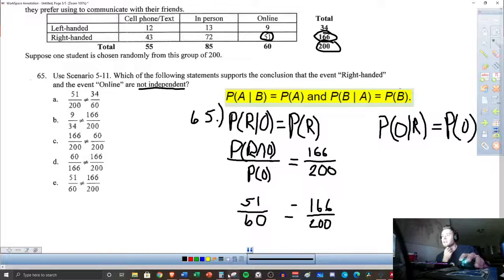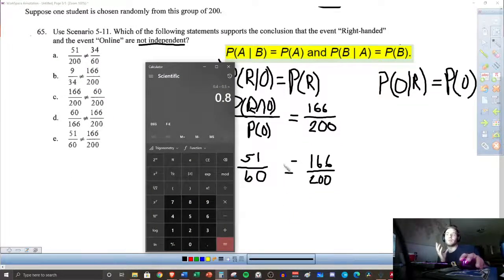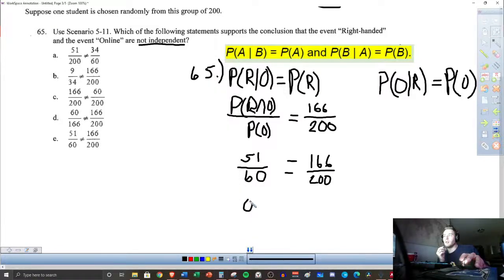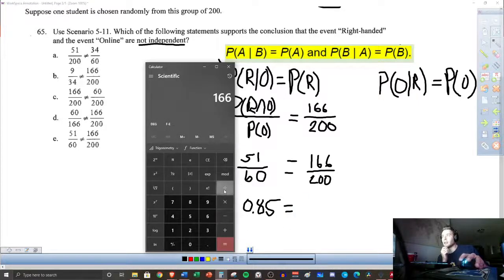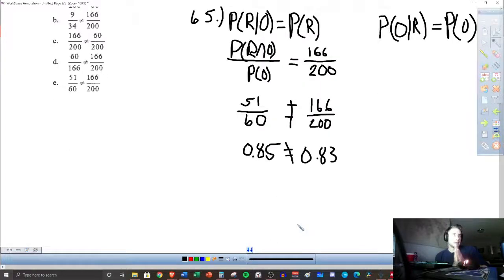Okay. So all we need to do to show if these events were independent, then these would be the same. So we're going to confirm that they are or are not by turning them into decimals. So 0.85. Is that equal to 166 out of 200? I don't think it's going to be, but we want to check. 0.83, it was close. So these are not equal to each other. So this is proving that these are not independent. So we're going to write that in our notes.